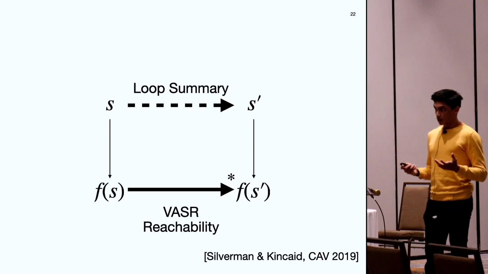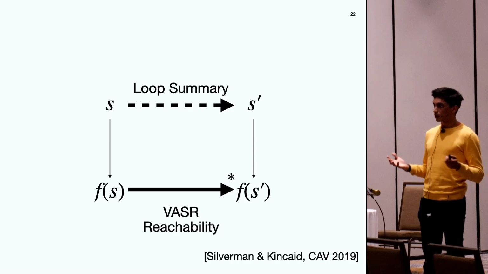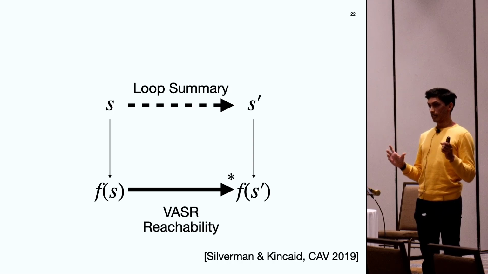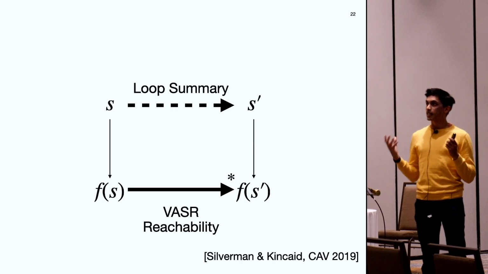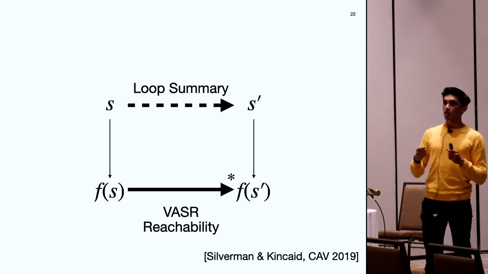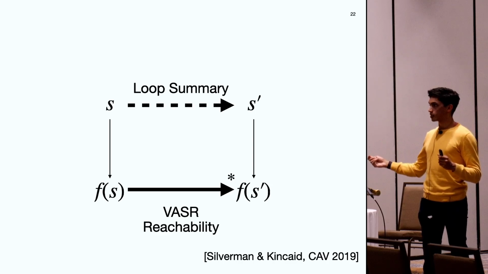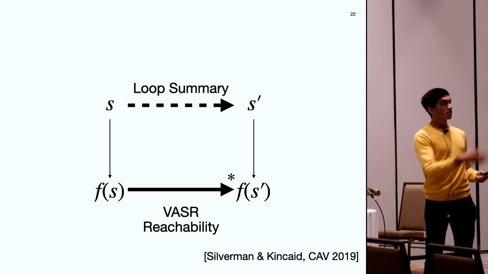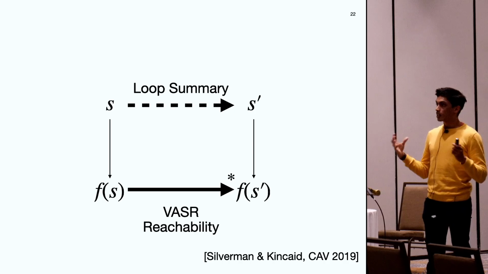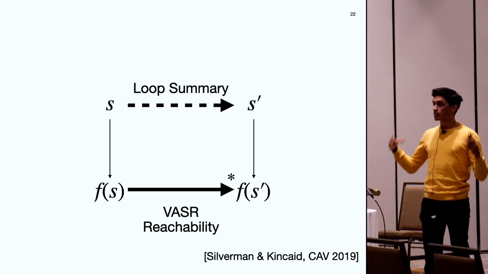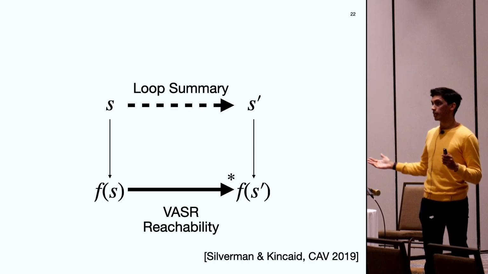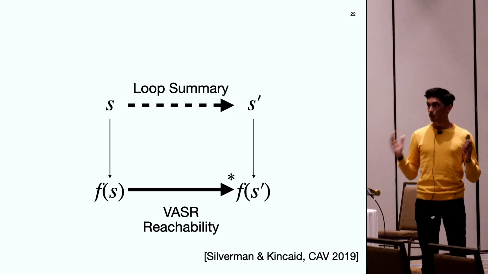In prior work, Silverman and Kincaid computed the VASR abstraction of the body of a while loop. And then they computed the set of states that this VASR could reach over an arbitrary number of transitions. And then they took the inverse image of this set under the simulation function f, and they got an over-approximation of the set of states that the while loop could reach over an arbitrary number of iterations. In other words, a loop invariant.